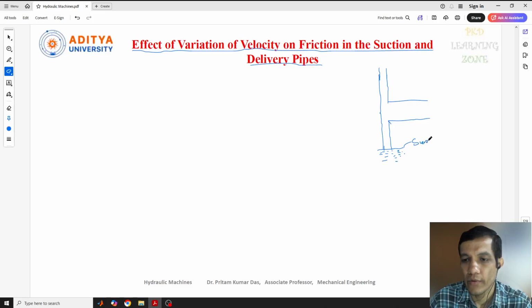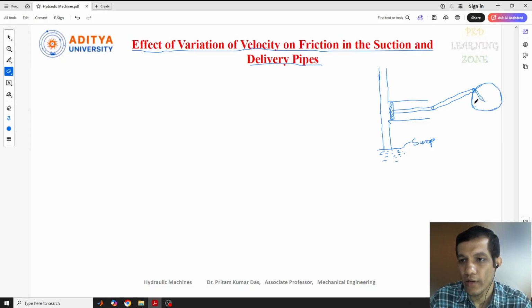This one we can call a sump, and in this we have the piston. This is the piston, and the piston is connected through the piston rod, and this piston rod is connected to the connecting rod. Then the connecting rod is connected to the crank, so the crank will be here. Suppose this crank will be rotated in this direction. We have seen up to this what we have discussed.